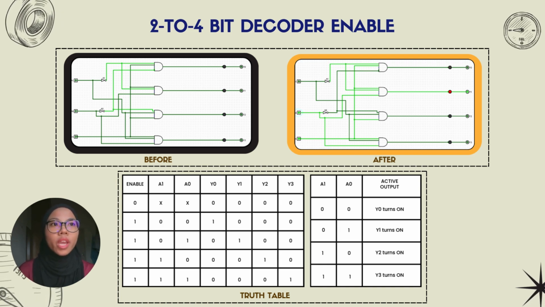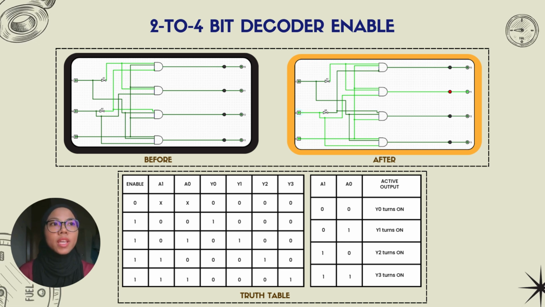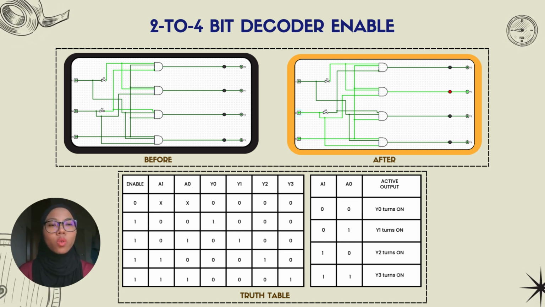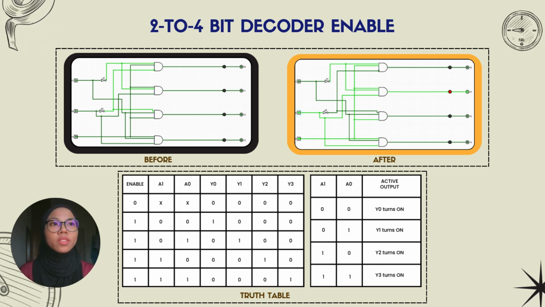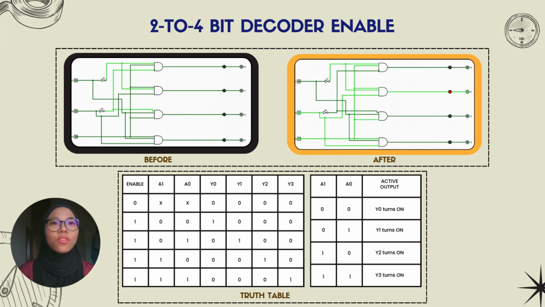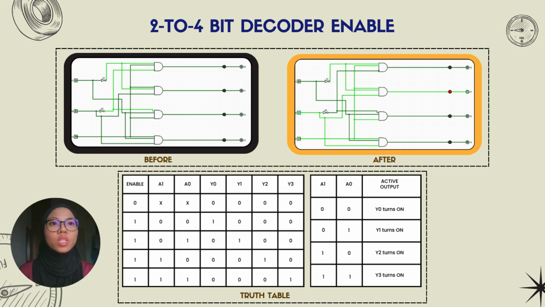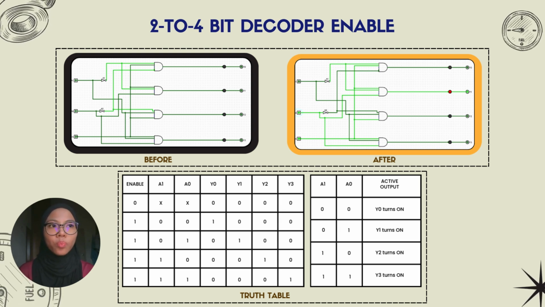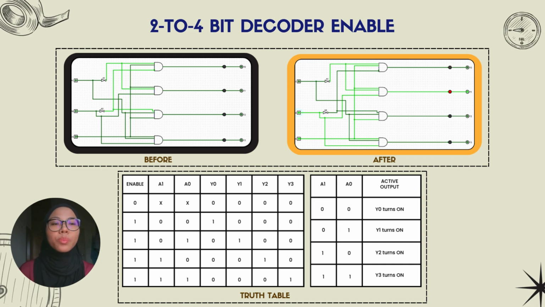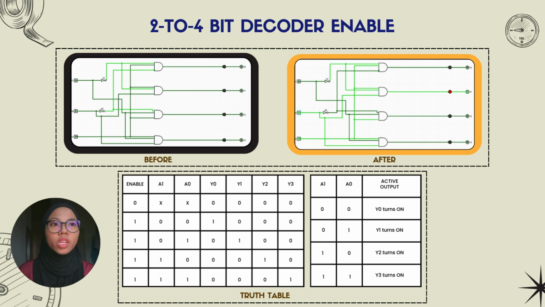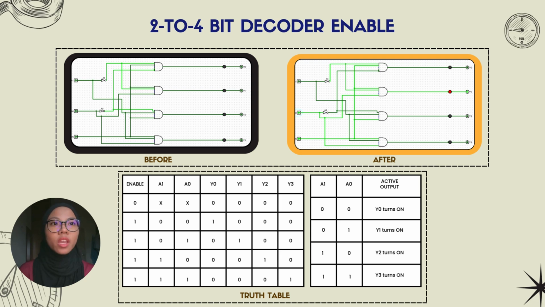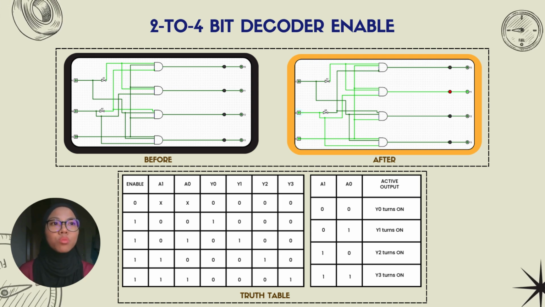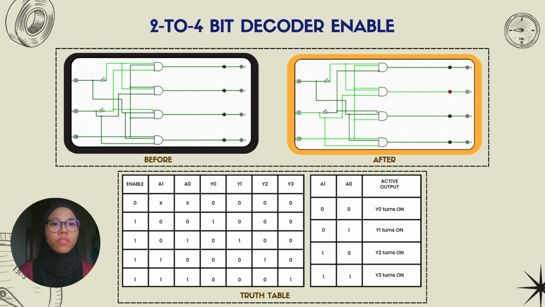We will now focus on the active state, which occurs when EN is set to 1. When both A1 and A0 are 0, the top AND gate is the only one that can fire, resulting in Y0 turning on. Subsequently, if A1 is 0 and A0 is 1, only the second AND gate is activated, causing Y1 to turn on. This pattern continues up to the final input combination of 1, 1, which activates the final output line, and Y3 turns on. The circuit serves as an efficient device for translating a simple 2-bit binary code into a unique single active output line.